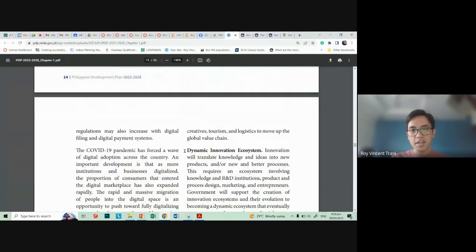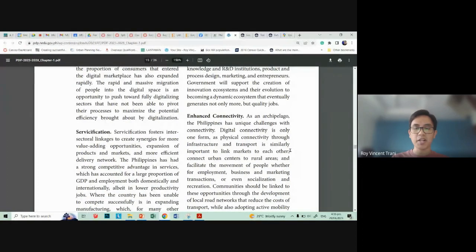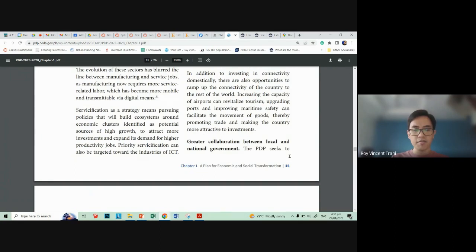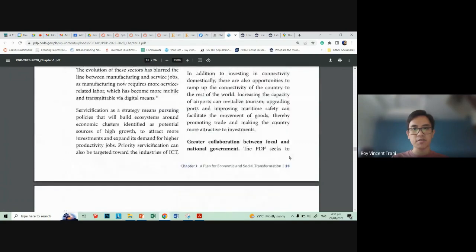So that's 2. 3 is dynamic innovation ecosystem. So innovation will translate knowledge and ideas into new products and or new better processes. Enhanced connectivity, that's 4. As an archipelago, the Philippines has unique challenges with connectivity. Digital connectivity is only one form, as physical connectivity through infrastructure and transport is similarly important to link markets to each other. So connect urban centers to rural areas and facilitate the movement of people, whether for employment, business, and marketing, or even socialization and recreation. And then 5, greater collaboration between local and national government. Oh, I missed that. Wait, let me check.